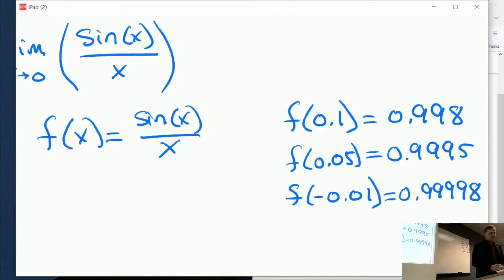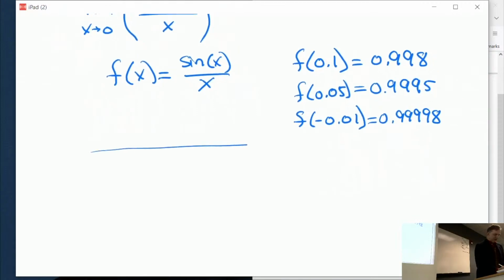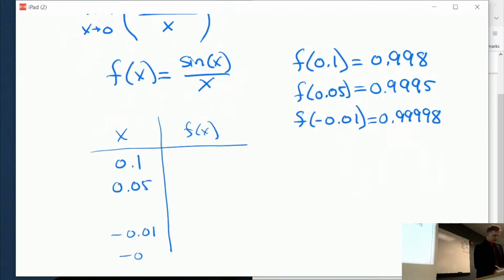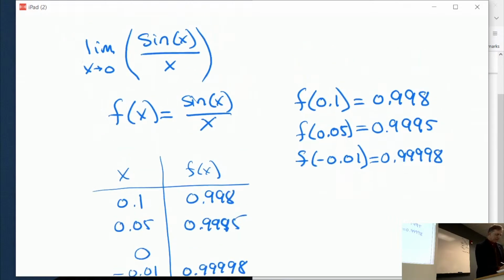So the way I might arrange this as a table to illustrate the idea of a limit is I would have my table with x and then f of x. Let me put these in order: negative 0.1, negative 0.01, 0 in the middle, then 0.05, 0.1. And the values: 0.998, 0.9995, 0.99998. So in terms of the limit, does anyone want to take a guess as to what all these numbers are getting really close to?